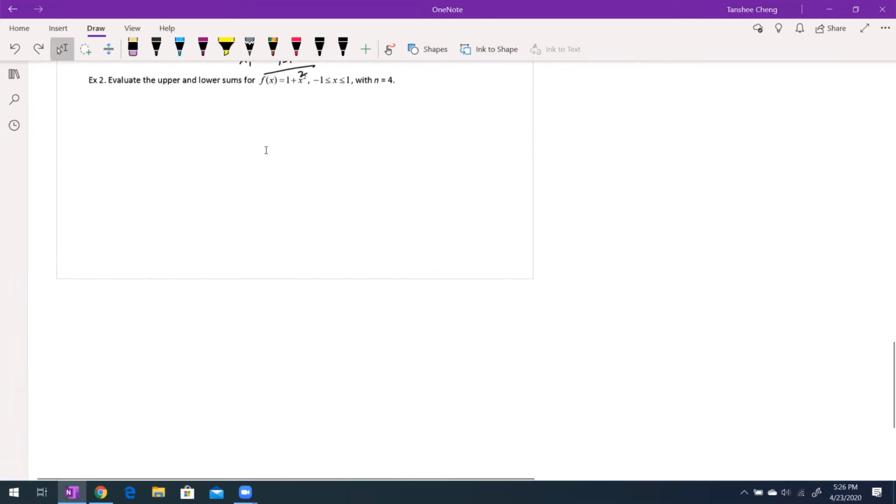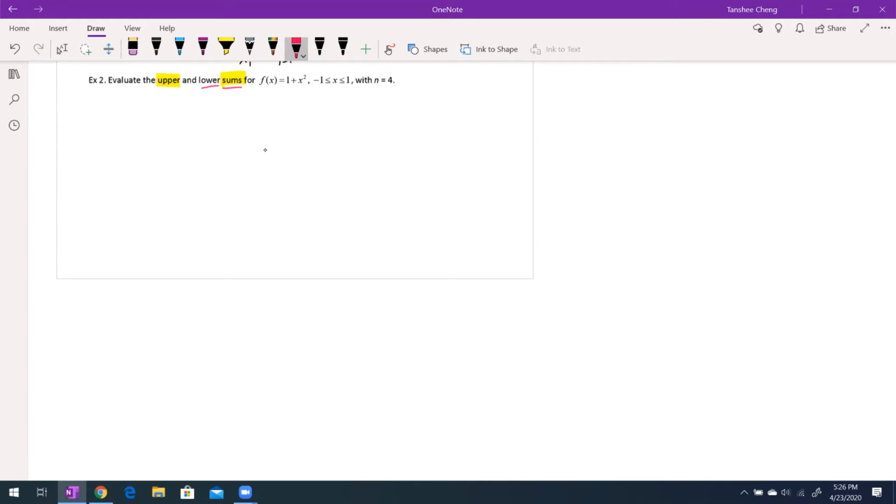This is something I wanted to point out earlier, but I will talk about it now. This is another way of estimating, by upper sum and lower sum. So what does it mean by upper sum? What does it mean by lower sum? Upper sum is basically, over the entire interval, you will always be overestimating.